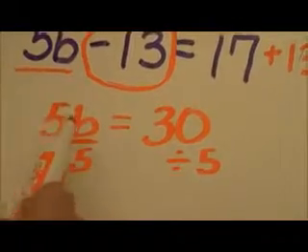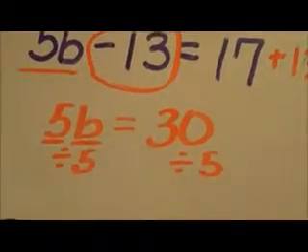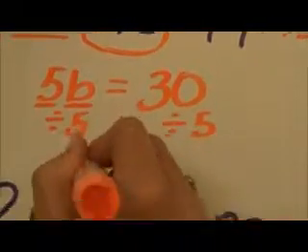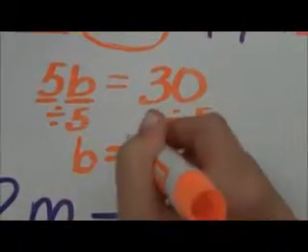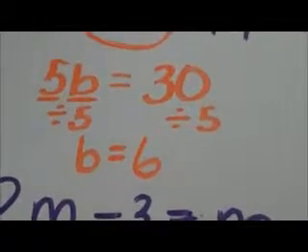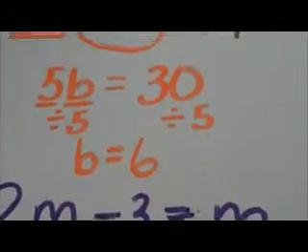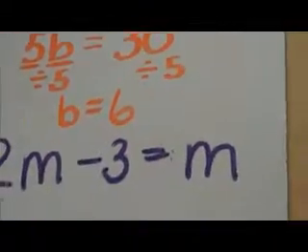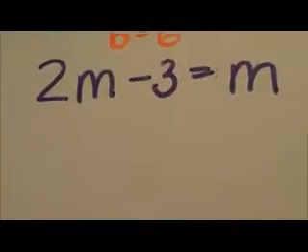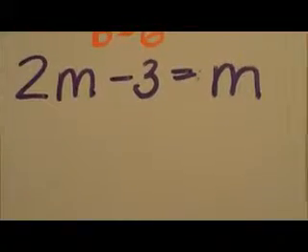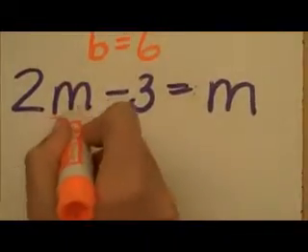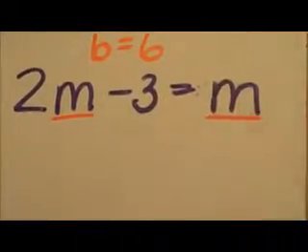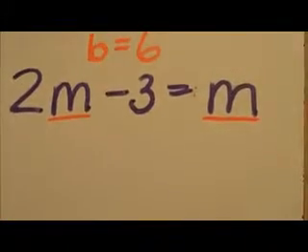And if we divide 5b by 5, that's going to leave us with 1b. So a b. And 30 divided by 5 is 6. Therefore, b in this equation equals 6. Okay, moving on. Our next one is 2m minus 3 equals m. This one's a little bit different because I actually see letters or variables on either side of the equal sign.